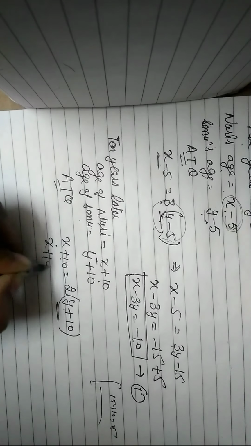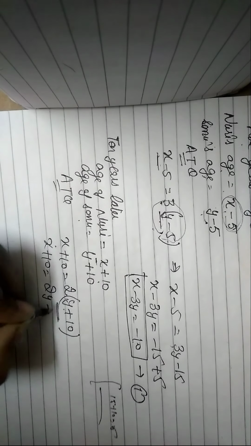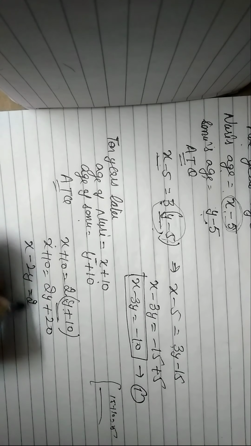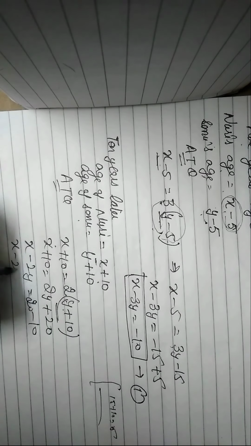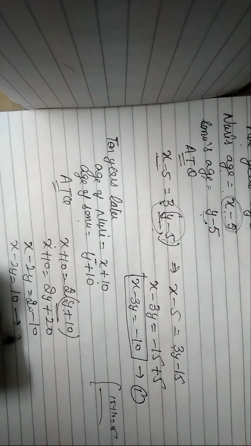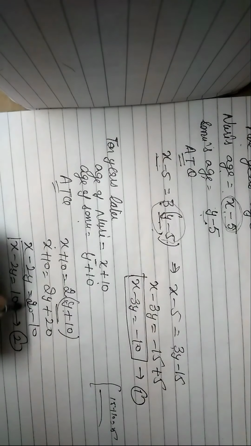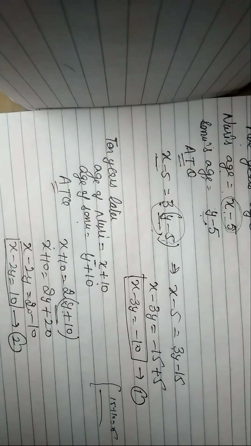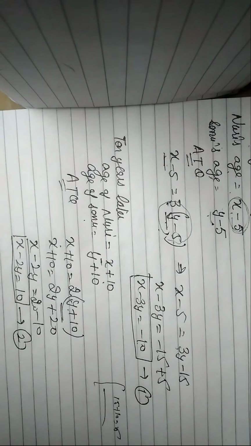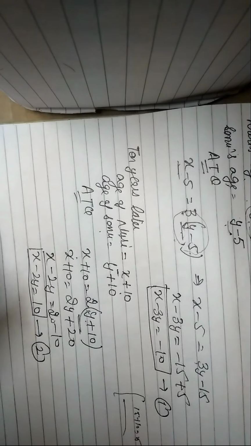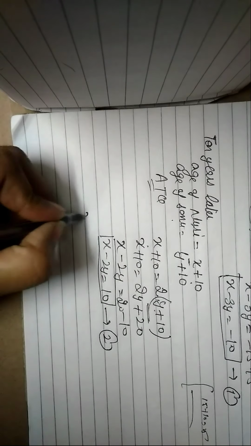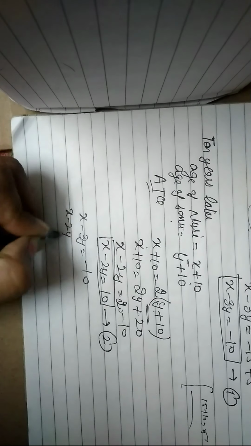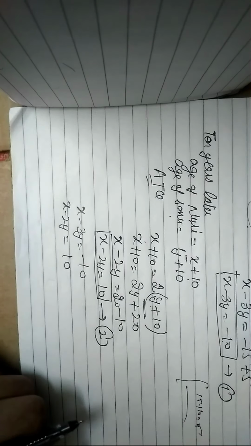X plus 10 equals 2 times y plus 10, which is 2y plus 20. X minus 2y equals 20 minus 10. So x minus 2y equals 10. This is our second equation. Now we have two equations. One is x minus 3y equals minus 10. Second is x minus 2y equals 10. Now we have to solve these equations.